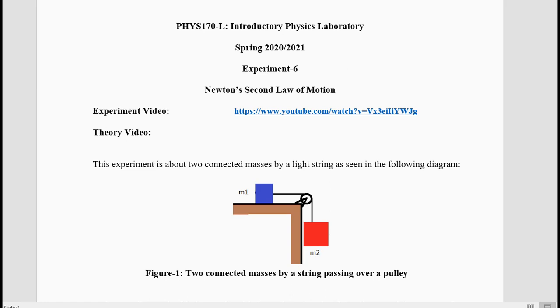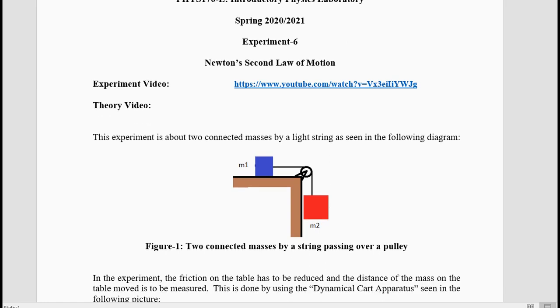Now, I have already sent you the link to the experimental video, which is exhibited here for you. For every experiment we have one video from the lab, which we call the experimental video, and one video from the notes, which we call the theory video.